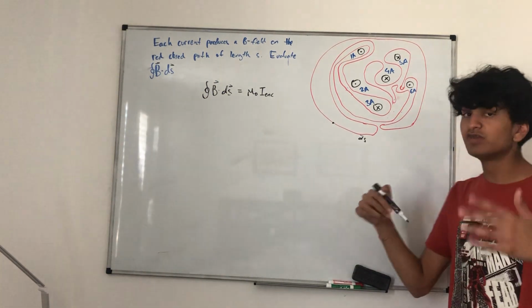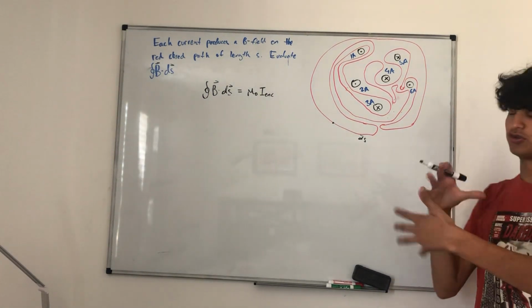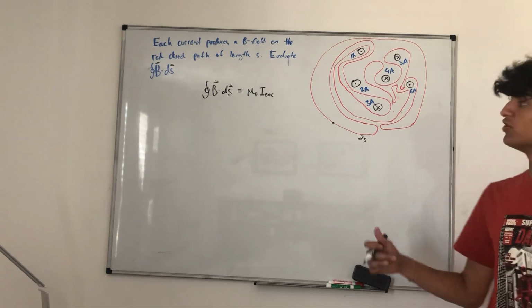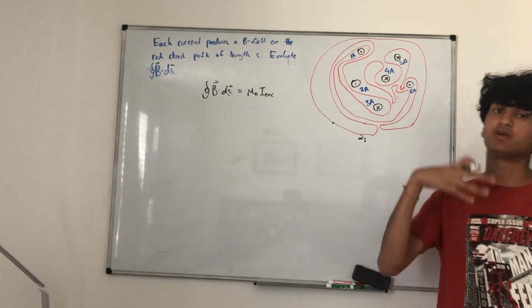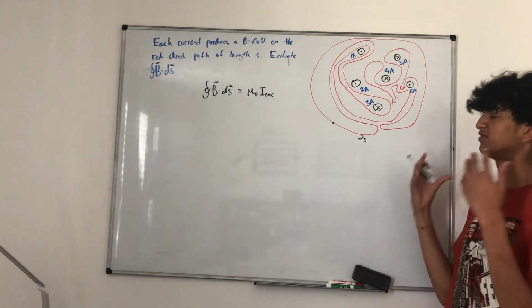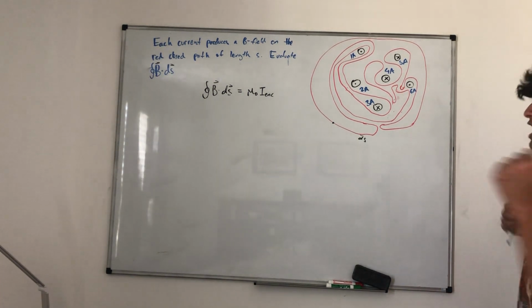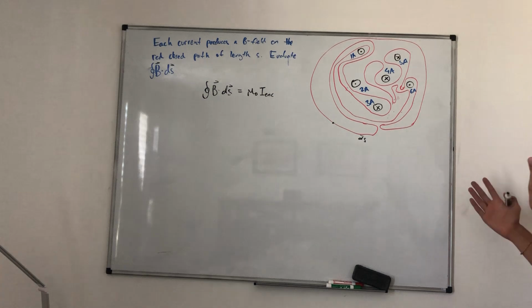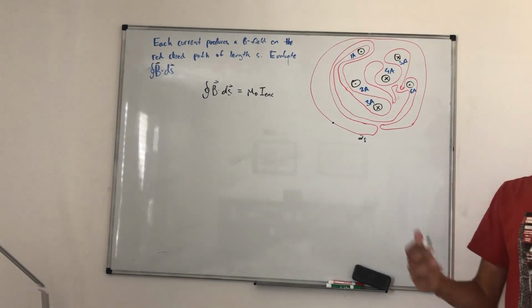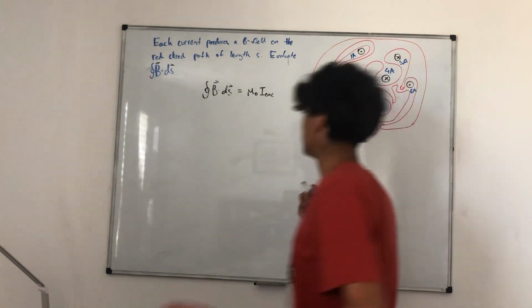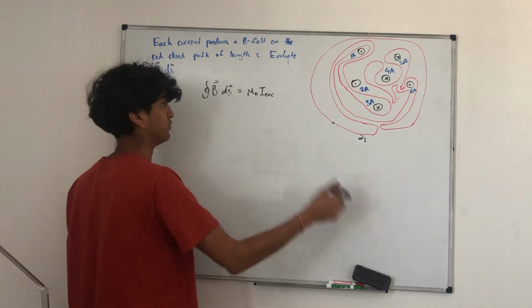The reason is that if currents are going in opposite directions, their B field at a certain point is going to be in the opposite direction. Some has to be negative. So I'm going to assign that out of the page is positive and into the page is negative. It doesn't really matter which you choose, just make that clear.